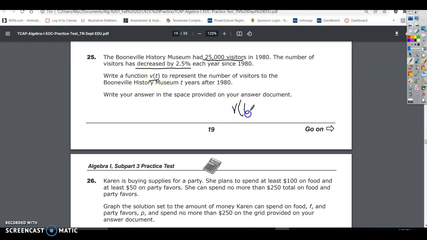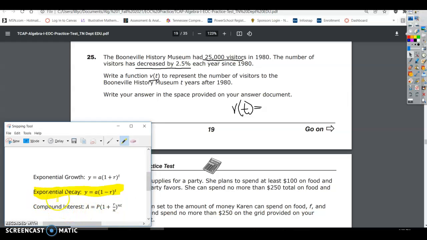So we've got V of t equals, and if you go to the reference sheet, it's going to show you what an exponential growth and exponential decay function looks like. Because this says we are decreasing, I know that this one is going to be exponential decay. So we're going to have y equals, in this case V of t equals. This is just function notation, but they tell us what to write it in, so we're going to use that notation. And we're going to put a as our initial value, so we know that our initial value is 25,000.